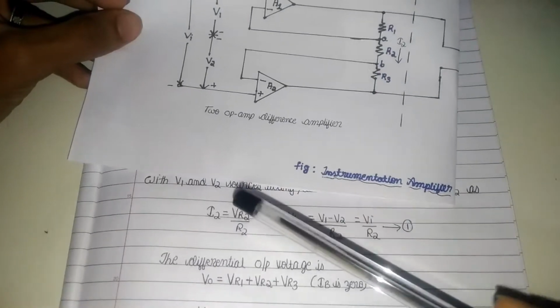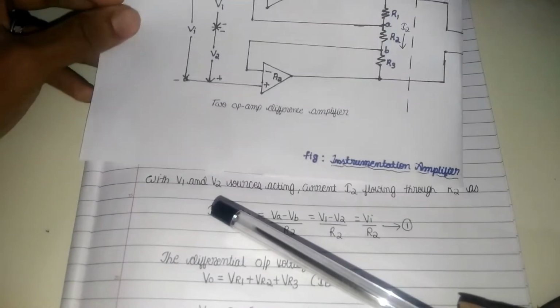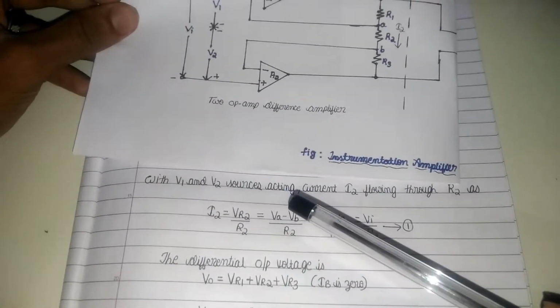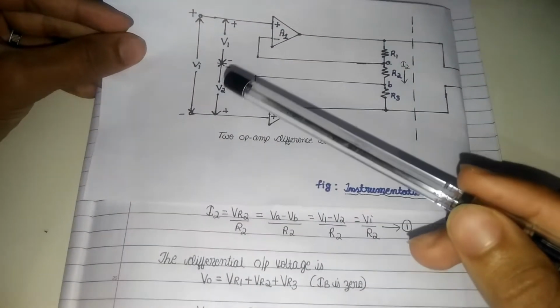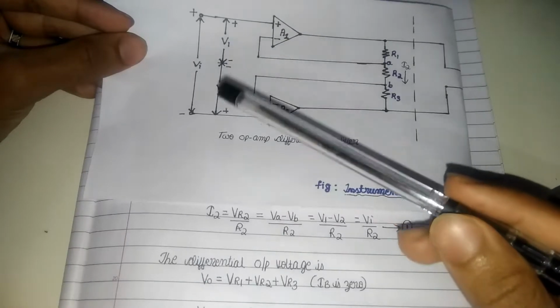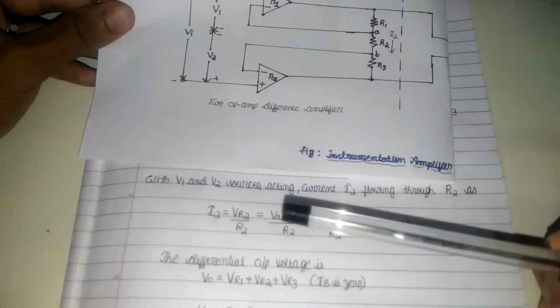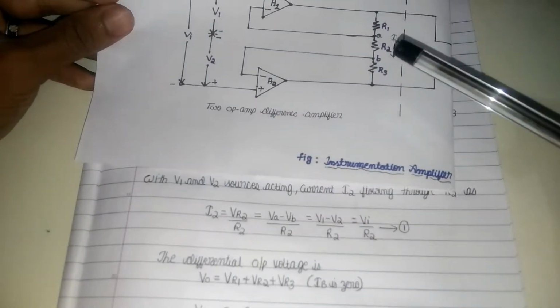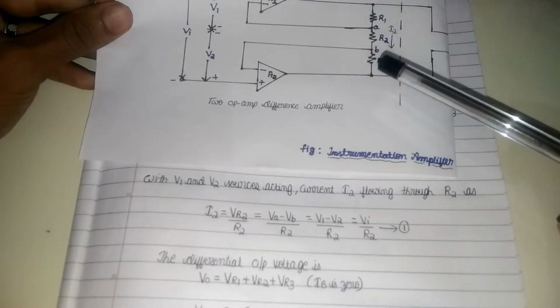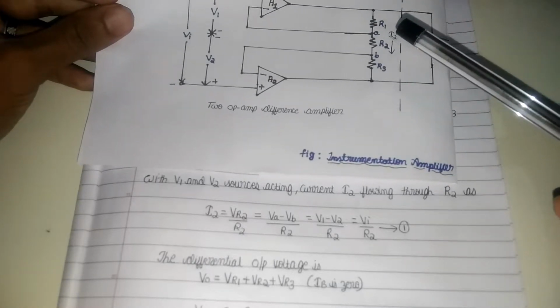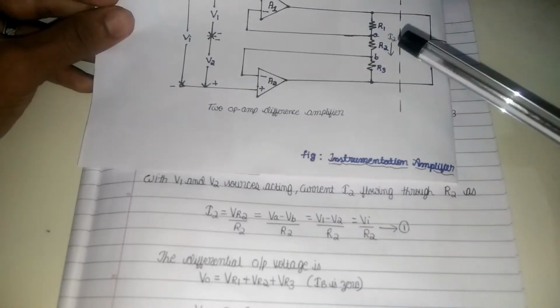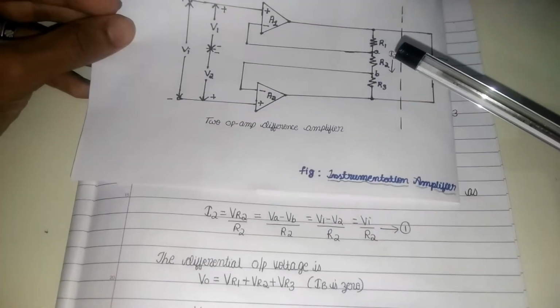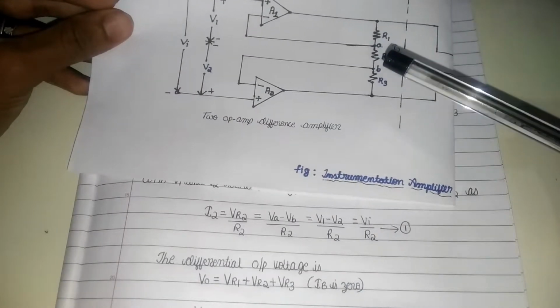Afterwards, we consider the voltages with V1 and V2 sources acting. Here V1 and V2 are the two input sources acting. The current I2 is flowing through the resistance R2, as you can see in the figure. Therefore, the current I2 is given by the formula VR2 divided by R2.